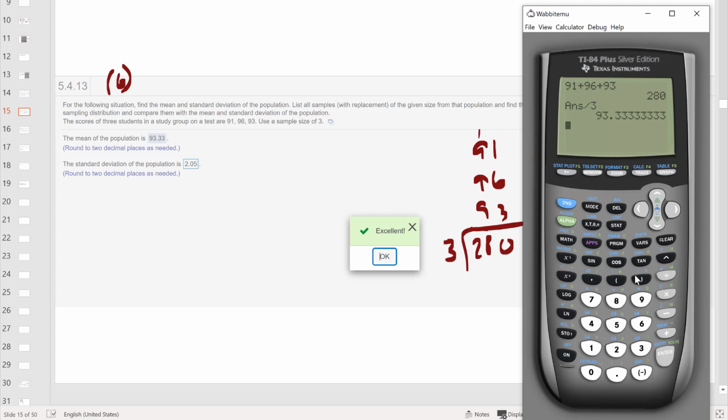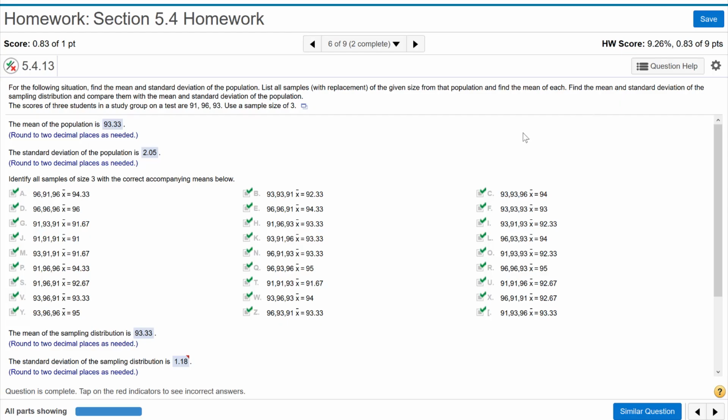Great. Okay, standard deviation is a little bit more complicated. So let me get to this problem here. All right, perfect. It's still up. Okay, this is the problem that I did. Your numbers may be slightly different. Okay, but let's go through each of these pieces here.